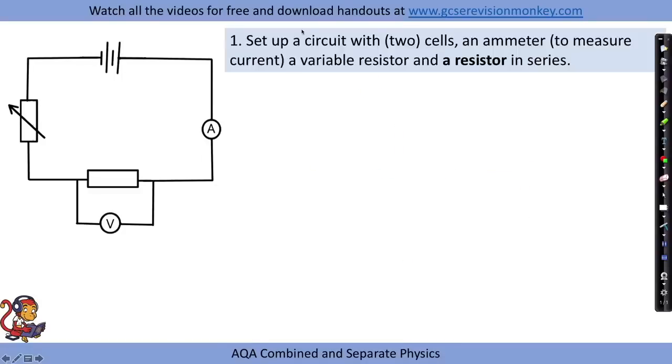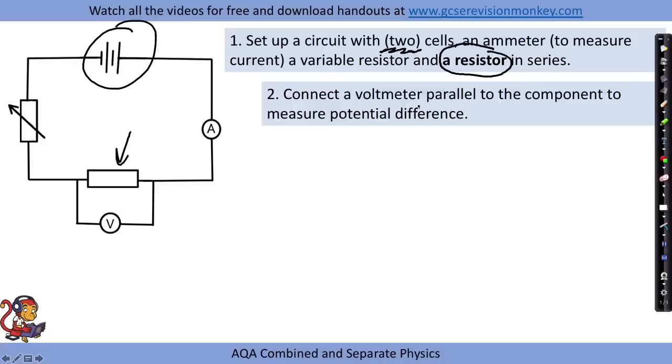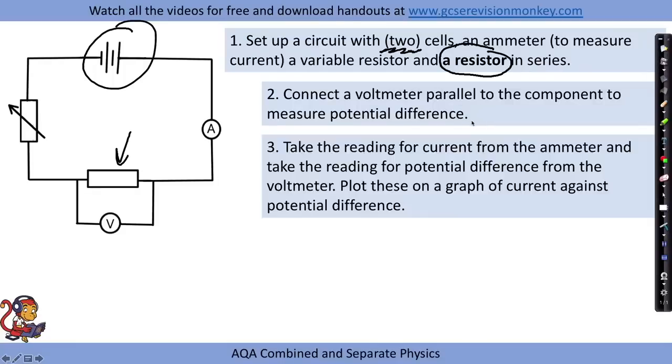To get there, what we need to do is set up the circuit. I've just suggested 2 cells. You might just put a battery in there, or just one cell, it doesn't really matter. An ammeter to measure current and a variable resistor. And we're going to start off with a resistor in series. That's just the component that we're looking at. We then connect a voltmeter parallel to the component to measure potential difference.